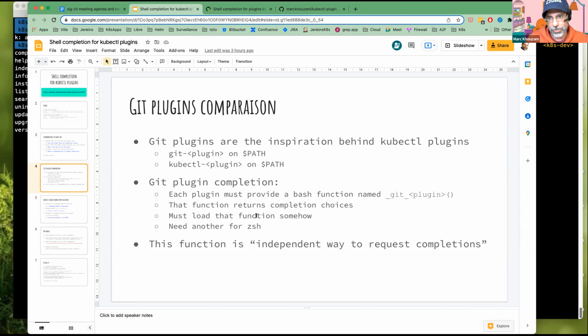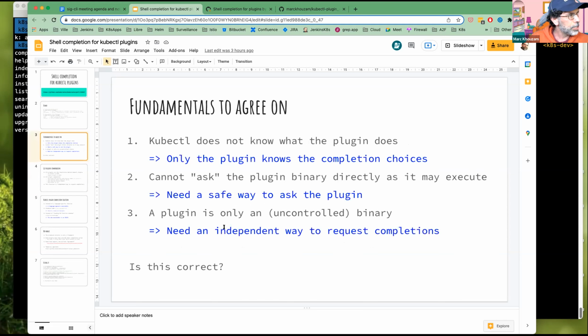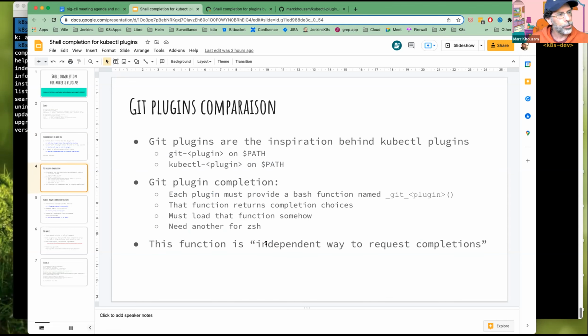Somehow I have to load that function. As a user, I have to load that function. I could be wrong, but I got the impression that you need a separate one for ZSH and whatever other shell Git supports. But that function is what I was mentioning before, an independent way to request shell completion. It's completely separate from the plugin.